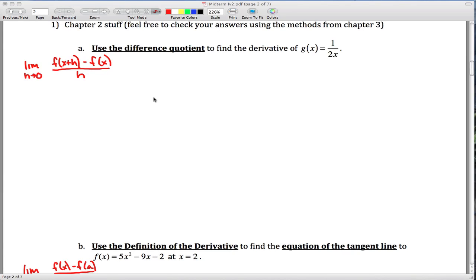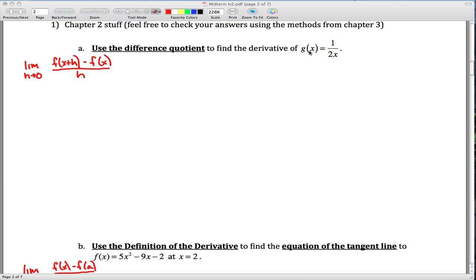Alright, midterm solutions. This is the green test, problem 1. It's the chapter 2 stuff. We use the difference quotient and the definition of the derivative. I went ahead and wrote that down here just so we'd have it handy, this being the difference quotient here. And what we need to do is find the derivative of this guy.